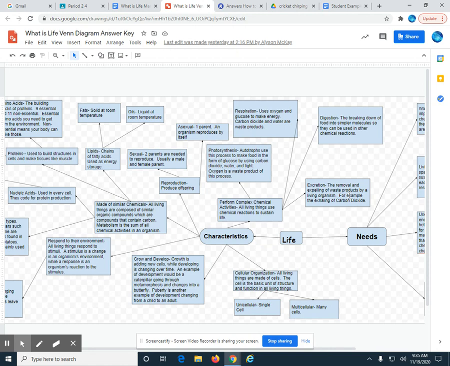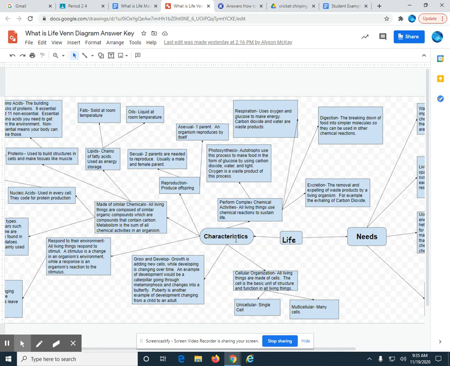Okay? Excretion, the removal and expelling of waste products by a living organism, for example, the exhaling of carbon dioxide. We could also talk about urination. We could talk about bowel movements and the release of feces as other forms of excretion. Sweating not only cools your body, but also is a form of excreting. You're excreting some urea and other types of waste salts out of your body at that point.